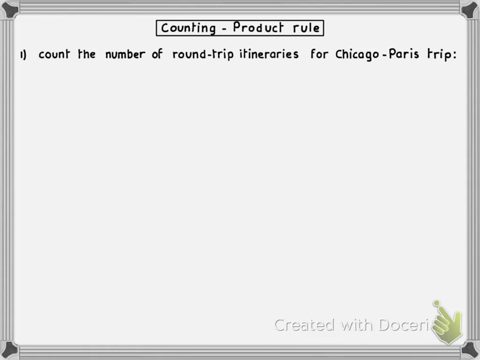When you look up the flights from Chicago O'Hare to Paris Charles de Gaulle Airport, you see 7 options. And then for the return flight from Charles de Gaulle to O'Hare, you see 5 options. So the total number of round-trip itineraries between Chicago and Paris is just the product of these two numbers, 7 times 5, or 35.